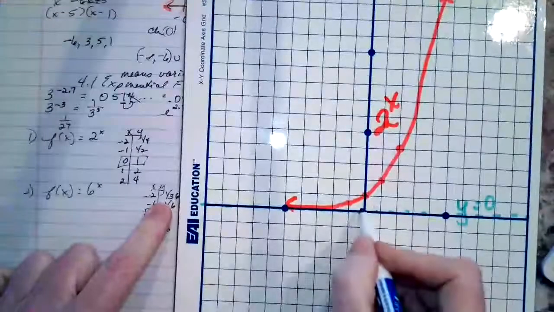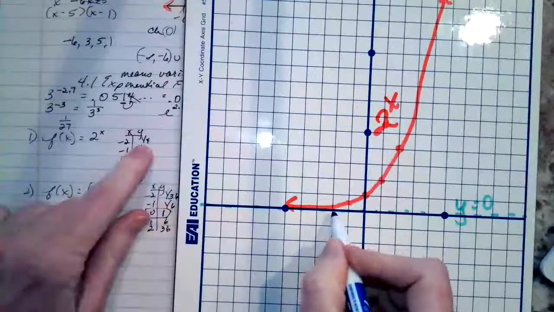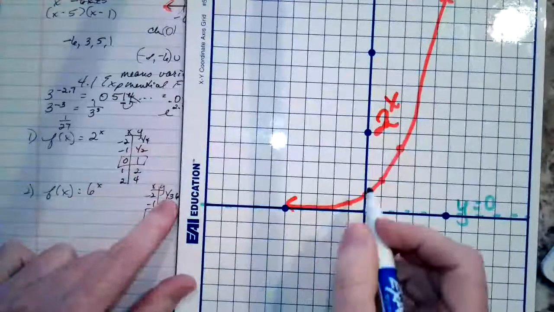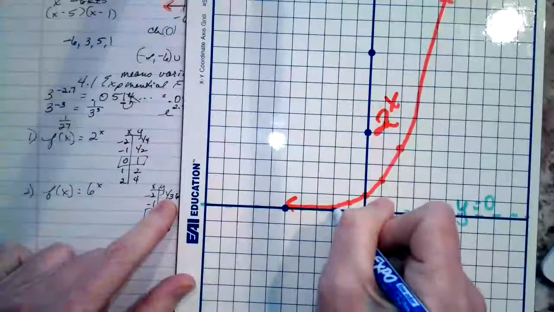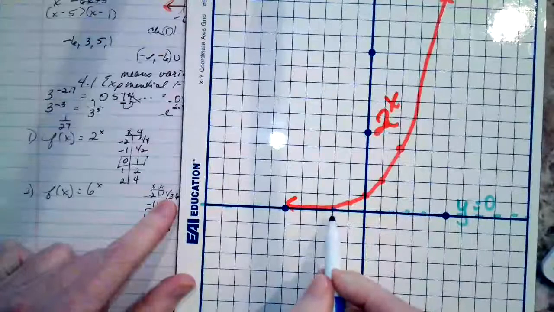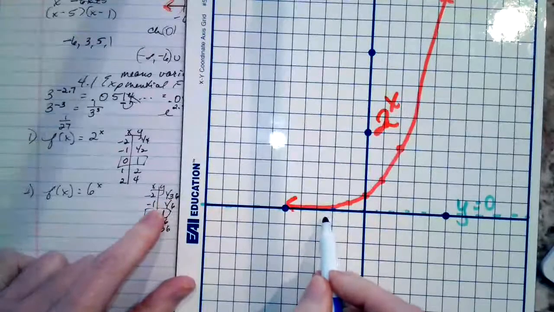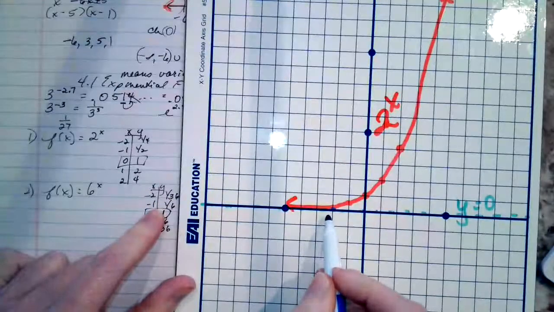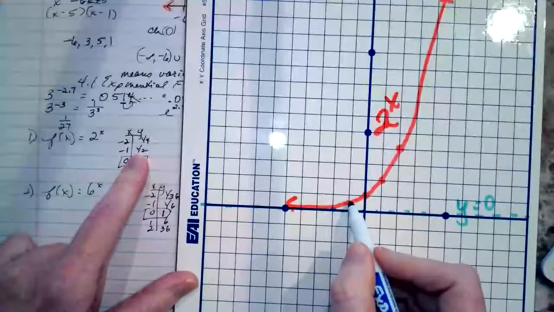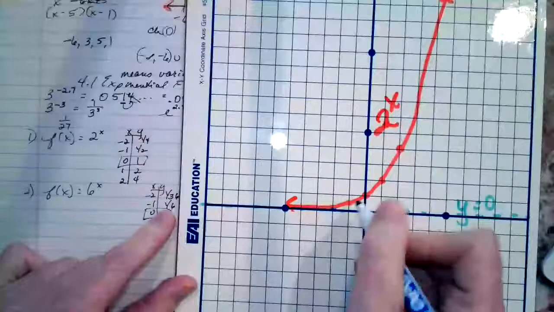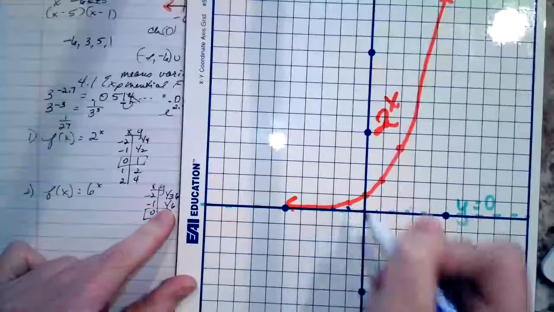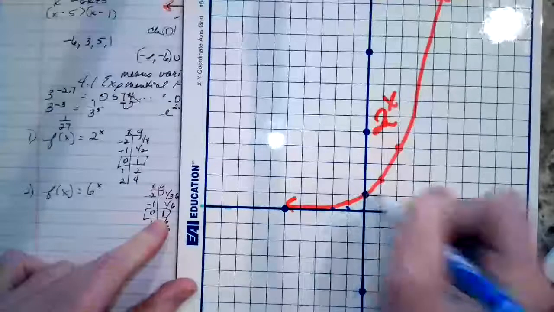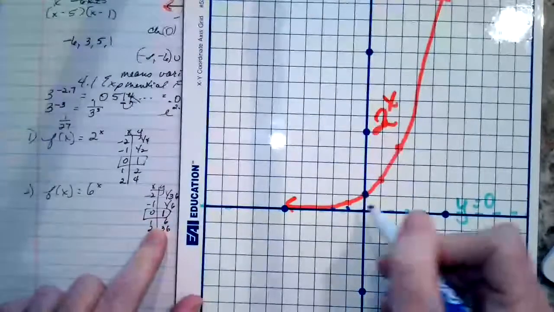-2, 1/36. That was a 1/4 here, now it's a 1/36. That's way inside, almost on the x-axis. Then -1, 1/6. Again, this was 1/2 on the 2 to the x. We're hugging inside here again. 0, 1, everybody goes through 0, 1.